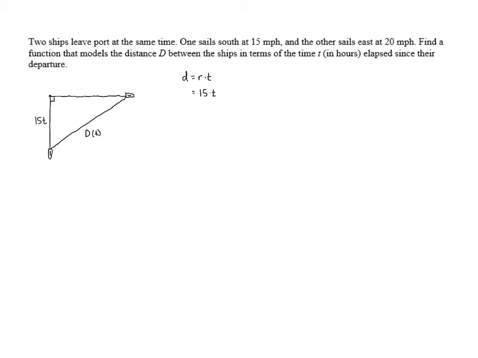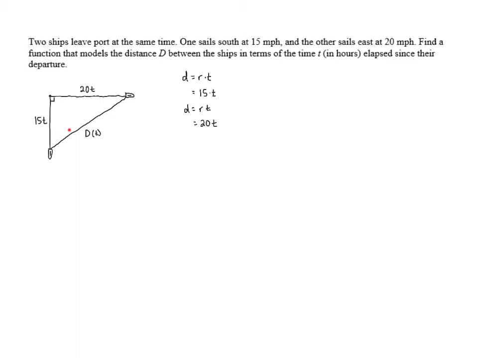Then when we move east, this other ship, we can calculate its distance as well. Again, its distance equals rate times time. This one's moving 20 miles per hour for t hours, so its distance as a function of time is 20t.